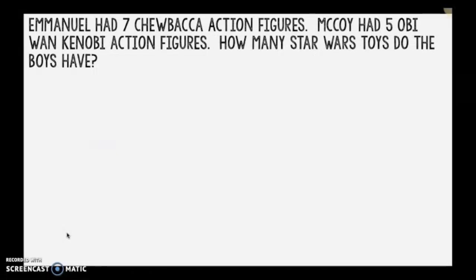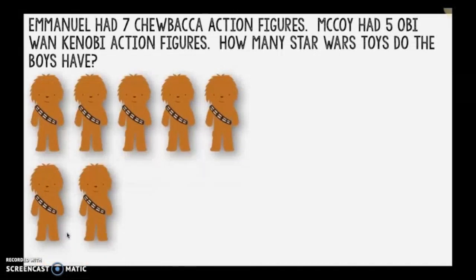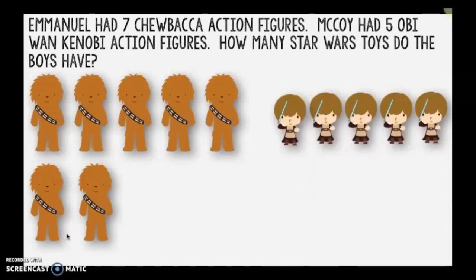All right, do you have your 7? All right, check to see. Do yours look like mine? But circles, of course. Good job. All right, the other part said, McCoy had 5 Obi-Wan Kenobi action figures. Go ahead and draw 5 Obi-Wan Kenobis, please. Good job. Does your picture match mine?